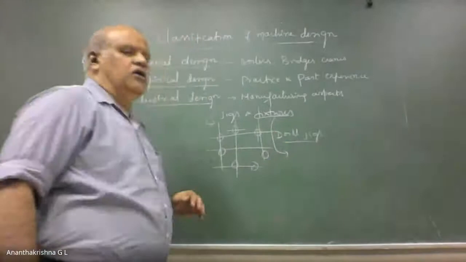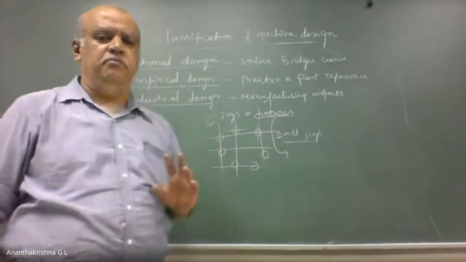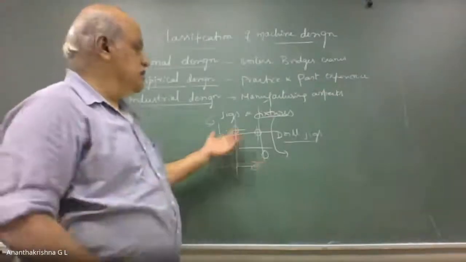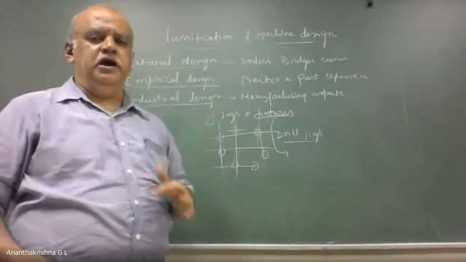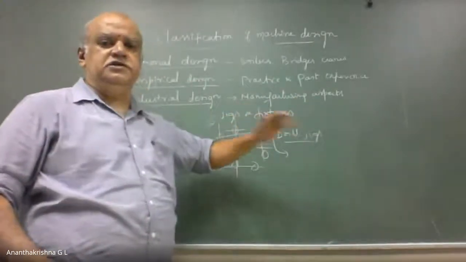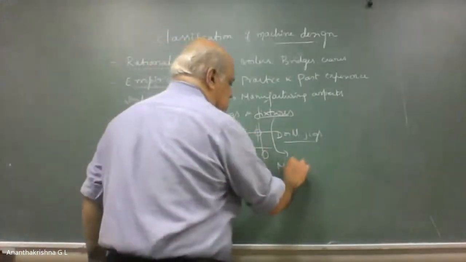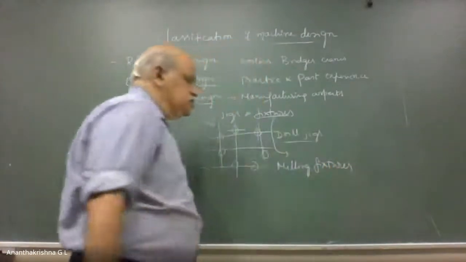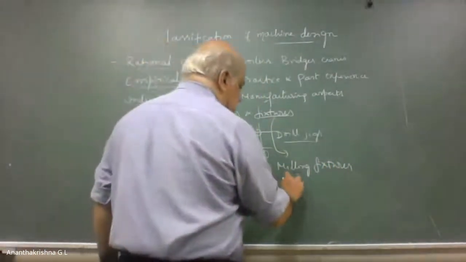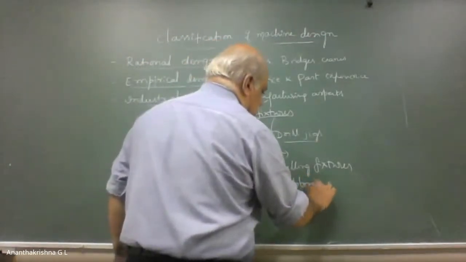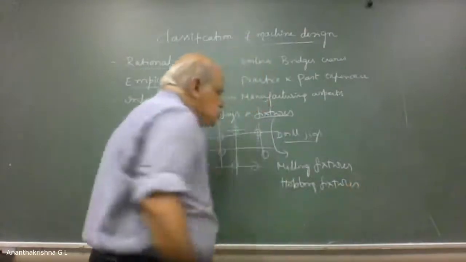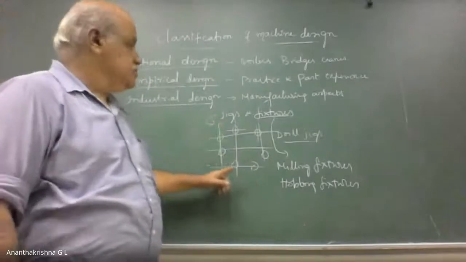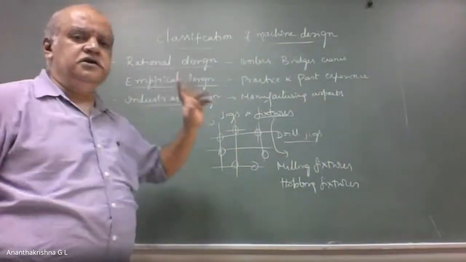Fixtures are essentially used for mass producing components accurately, that is, to hold a component for machining. For example, if you want to hob or mill a gear, they use hobbing fixtures, milling fixtures, and so on. They are essentially used for holding the component in position during machining operation. Such a design is called industrial design.